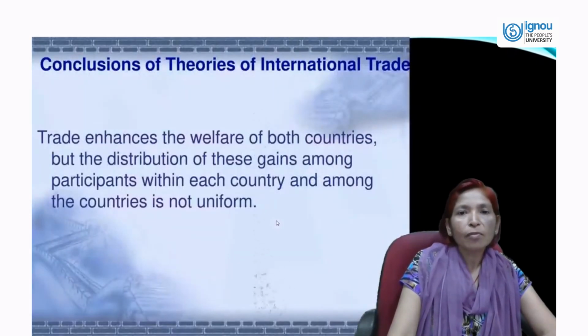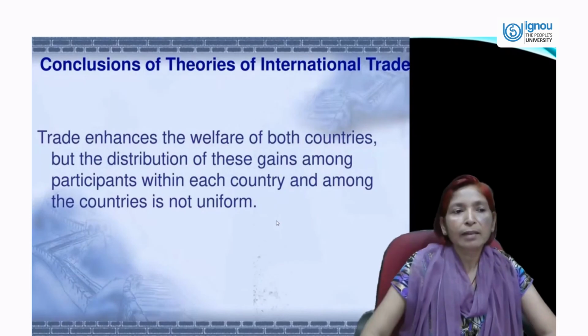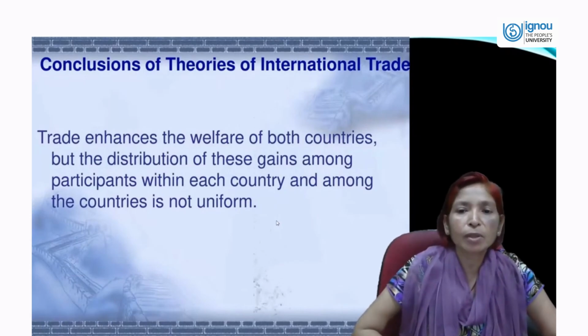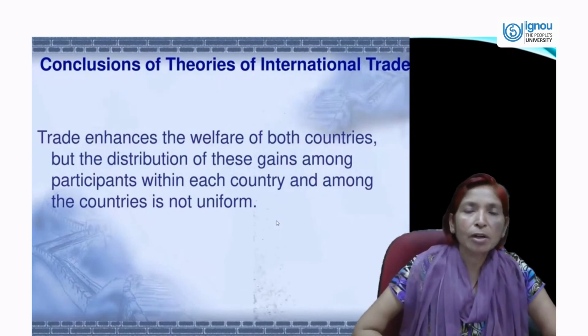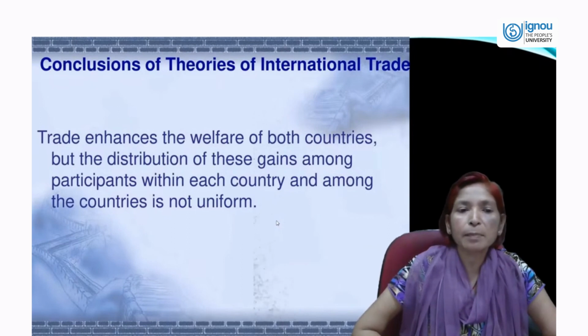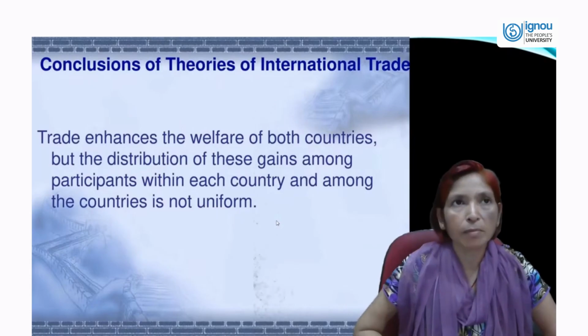Now we can conclude from these theories of international trade that trade enhances the welfare of both countries, but the distribution of these gains among participants within each country and among the countries is not uniform.